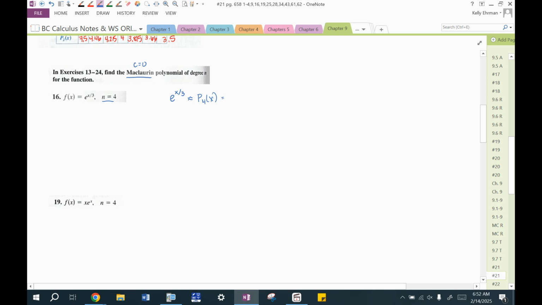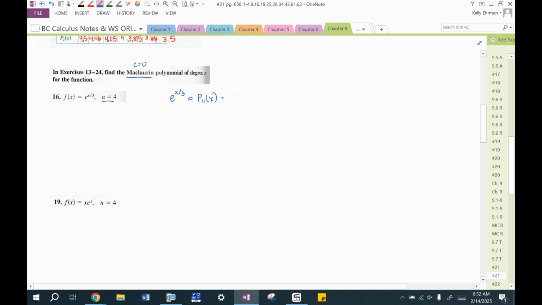And p4 of x is equal to, now you don't have to write this every time, but when you're first starting this, I think it's a good idea to write out the formula for these Maclaurin and Taylor polynomials so that you don't forget about a factorial or something, and so you're in the habit of always having the same steps to do over and over.